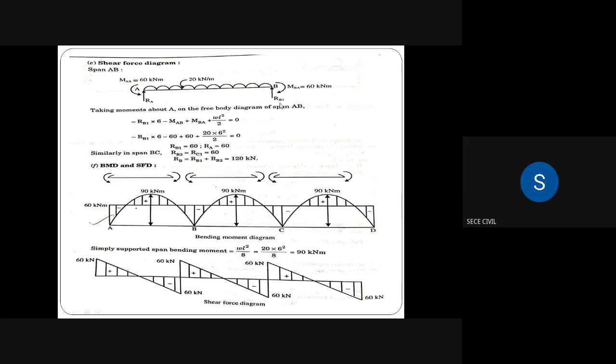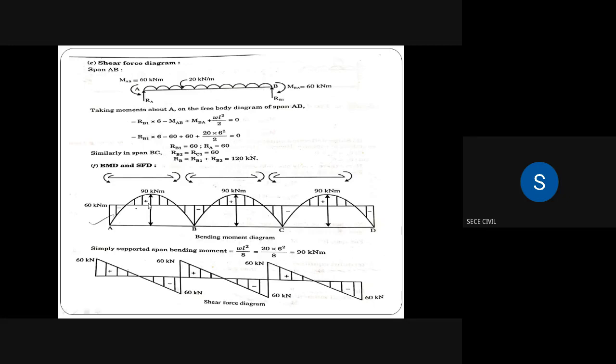After knowing RB1, RA plus RB1 is equal to the total load acting on span AB. The span AB total load is 20 into 6, so we can calculate the unknown RA also. RA is equal to 60 kilonewton. Similarly, in span BC, because all the spans are the same, RB2 equals RC1 equals 60. RB equals RB1 plus RB2, so we get RB as 120 kilonewton.